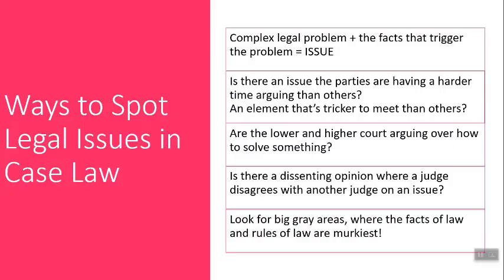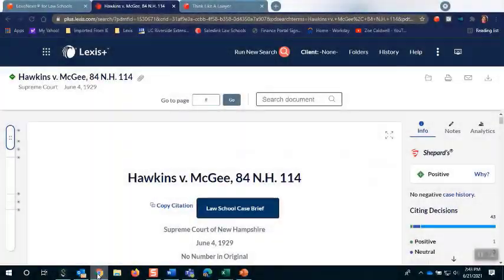Let's take a look at the Hawkins v. McGee case, which is a common contracts case. This is the famous hairy hand contracts case where Dr. McGee used a skin graft from Mr. Hawkins' chest to fix a problem on his hand, which caused thick hair to grow on the palm of Hawkins' hand. Hawkins sued for breach of contract.